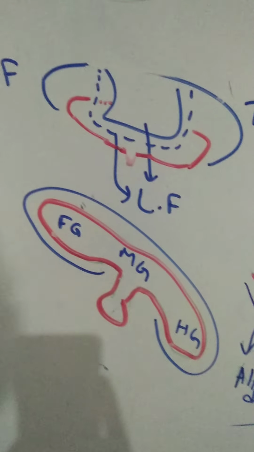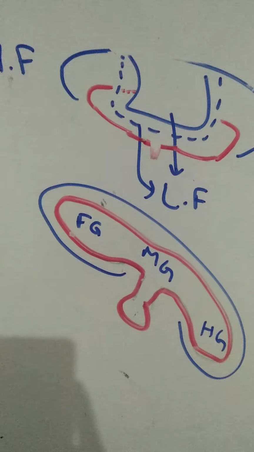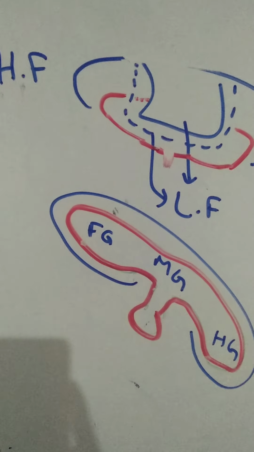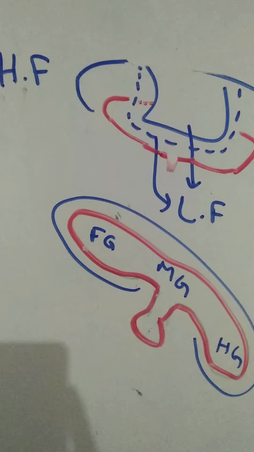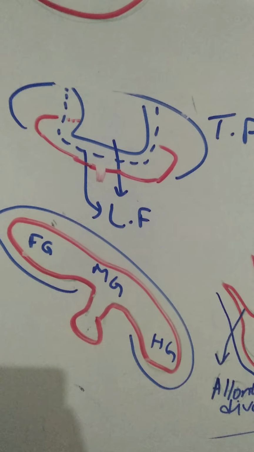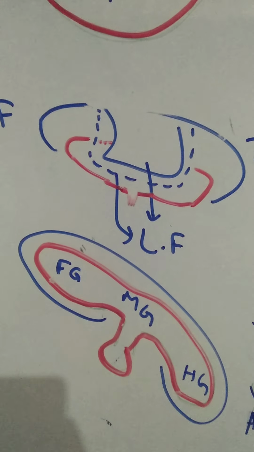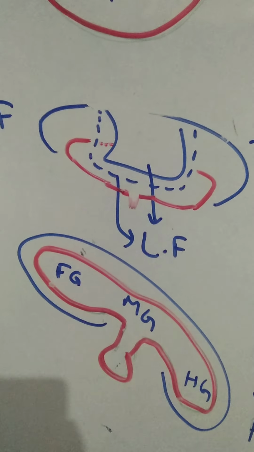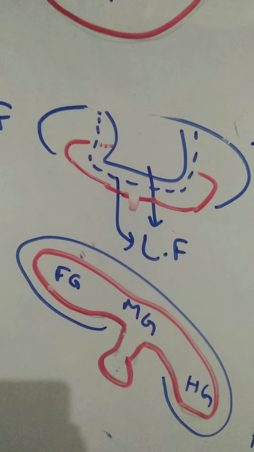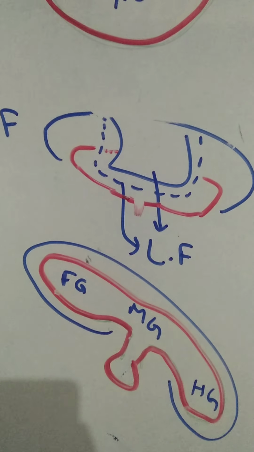So now we have 3 guts, the foregut, midgut and hindgut. What is the foregut? That part of the yolk sac which is present within the head fold. What is the hindgut? That part of the yolk sac within the tail fold of the embryo. What is the midgut? That part of the yolk sac between the 2 lateral folds. So this is the fate of the yolk sac.